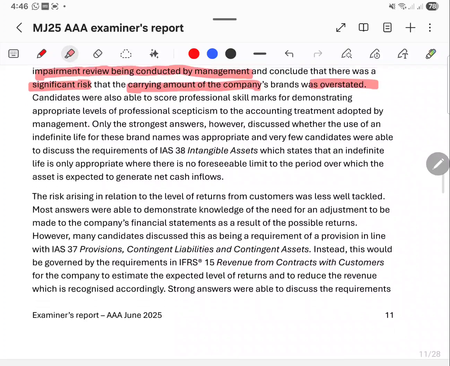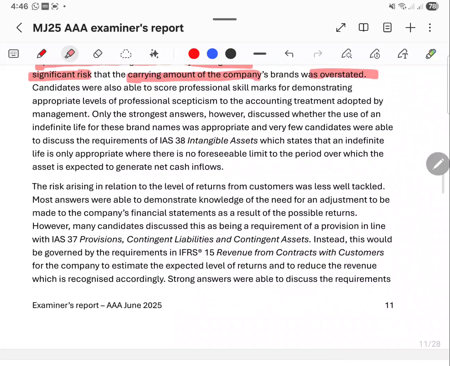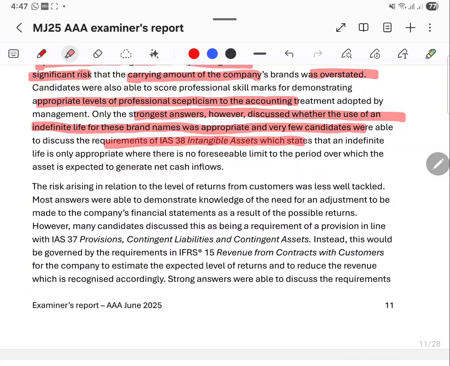Candidates applied an appropriate level of professional skepticism to the accounting treatment adopted by management. Only the strongest answers, however, discussed whether the use of an indefinite life for brand names was appropriate, and very few candidates were able to discuss the requirements of IAS 38.